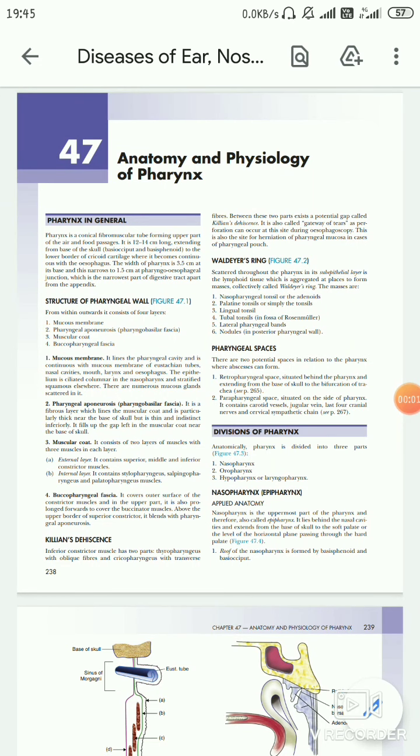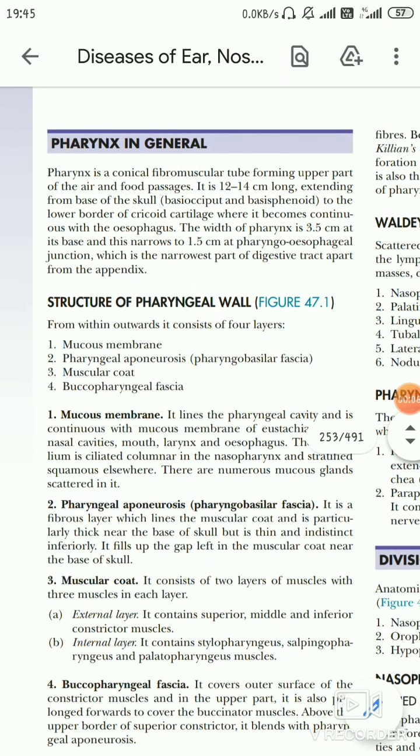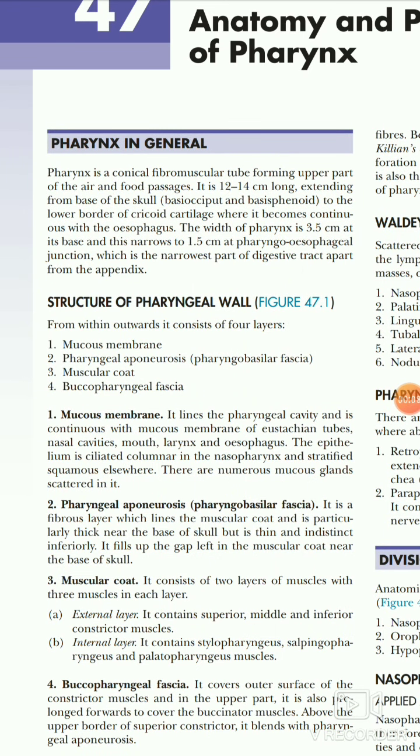Anatomy and physiology of pharynx. Pharynx in general. Pharynx is a conical fibromuscular tube forming the upper part of the air and food passages.